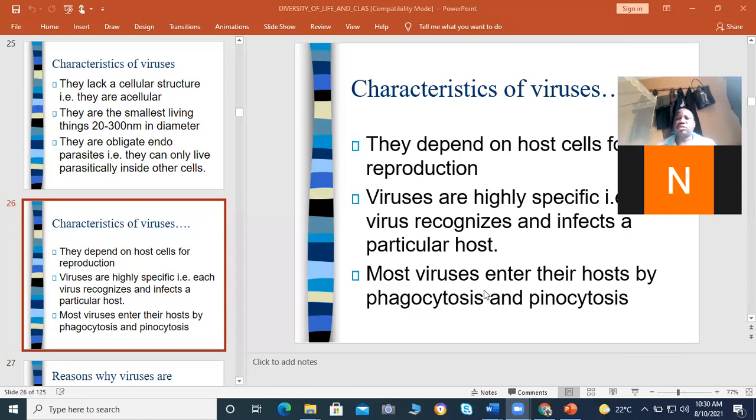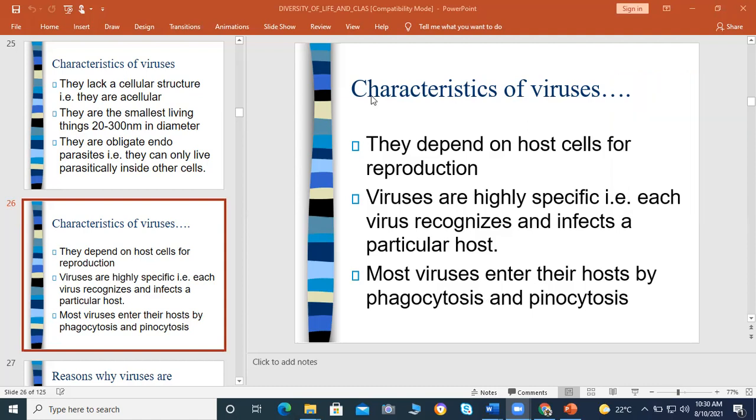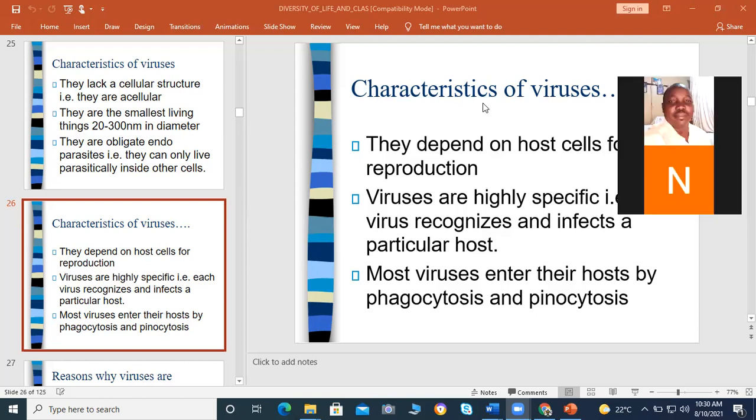So I was talking about the characteristics of viruses. And like I've told you, for the virus, we are saying that they depend on the host cells. They are specific and they infect a particular host. Like I was giving you, those that affect humans are human viruses. There are those that affect, let's say, cattle, like foot and mouth disease. All these are viral. So they are very specific. They recognize and then infect only specific host cells.